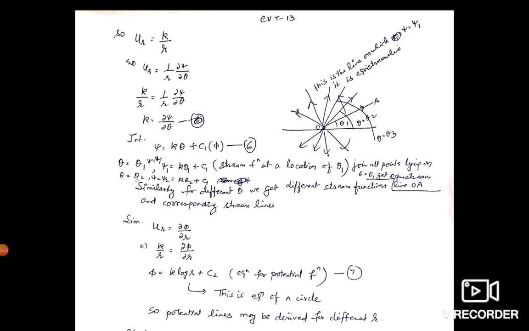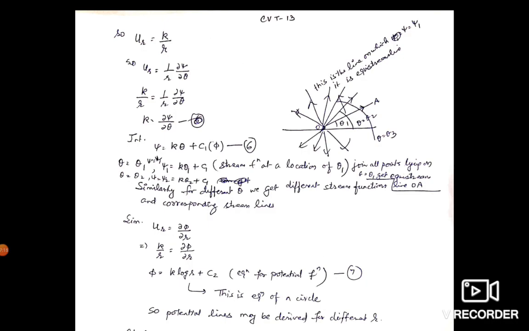Likewise, if I put theta is equal to theta 2, I get psi is equal to psi 2. So you get k theta 2 and you get another streamline. And on this line, the value of the stream function is this psi 2. Likewise, you will get so many streamlines for different values of theta, and on each streamline the stream function will have a corresponding value, but the stream function separately will be constant on each straight line, or rather you can say on each streamline.